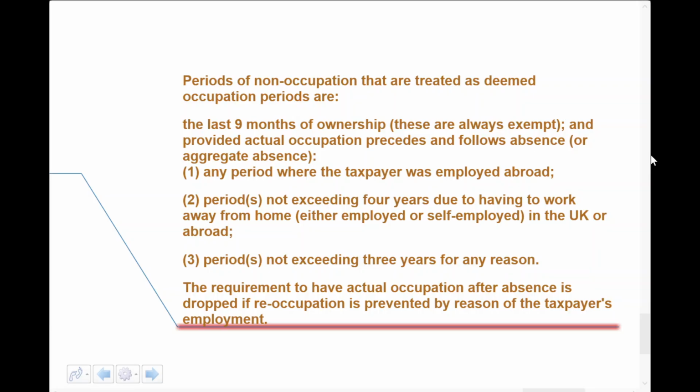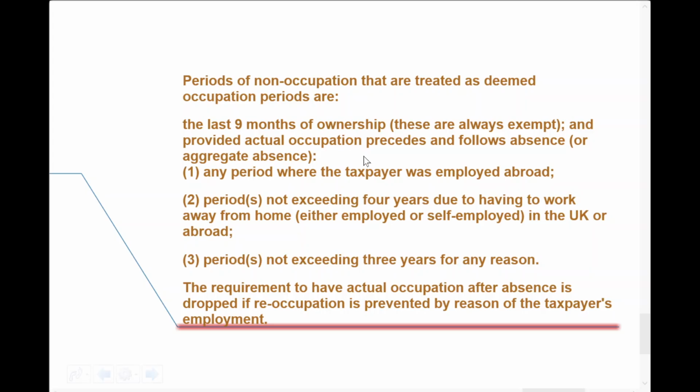So in other words, when we have our little fraction up top, we would be including these deemed periods. This is good news. So we would add these to actual occupation. Okay, so what's the deal? There's several periods. First off, the last 9 months of ownership are always exempt, bar none. Yeah, the last 9 months. So I can always include them as deemed occupation.